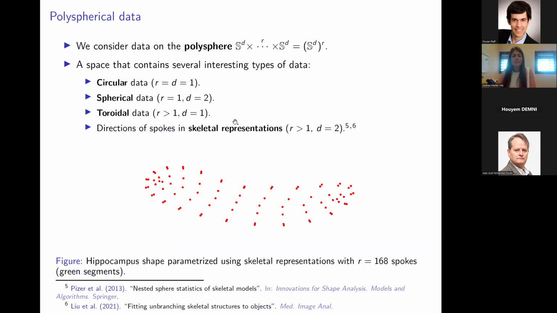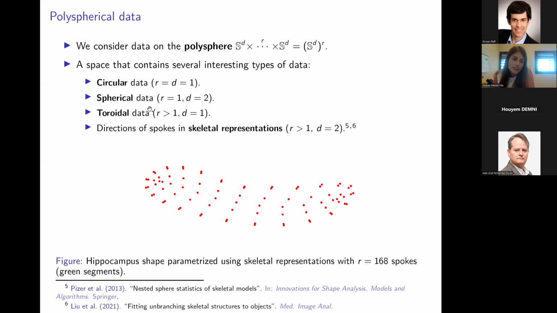So what are polyspherical data? Polyspherical data are points on the product of hyperspheres, and there are different examples of polyspherical data. For example, the data on the circle. In that case, we have only one hypersphere, and the dimension of the hypersphere is equal to 1. If we have the sphere, then we have only one hypersphere and its dimension is equal to 2. And in the case of the torus, we have more than one hypersphere, and the dimension of each of them is equal to 1.